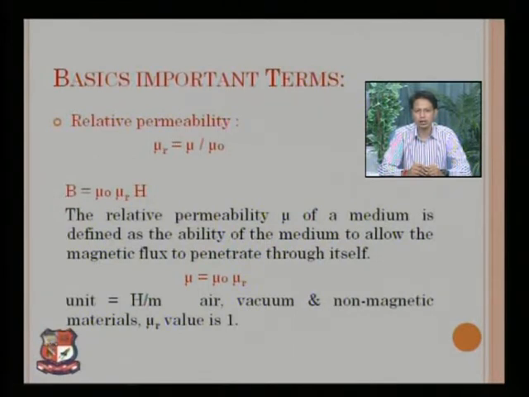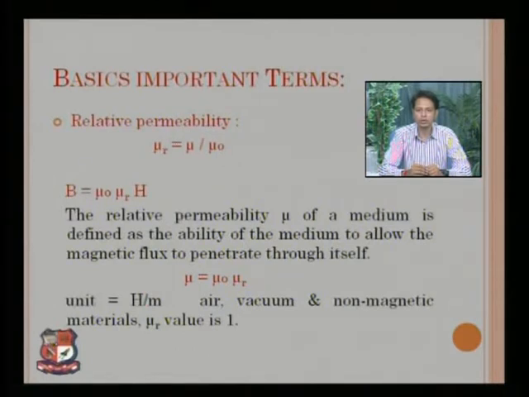So from this equation, if B is equal to mu H, then in place of mu, the absolute permeability, we can write mu 0 into mu r. B will be equal to mu 0 into mu r into H. The relative permeability of a medium is defined as the ability of the medium to allow the magnetic flux to penetrate through itself.